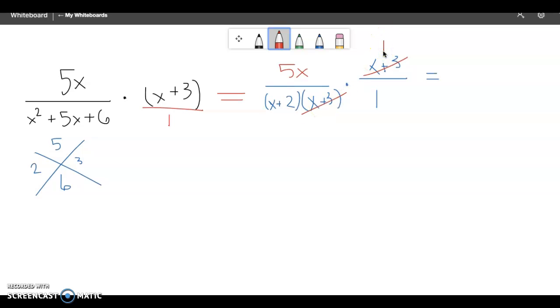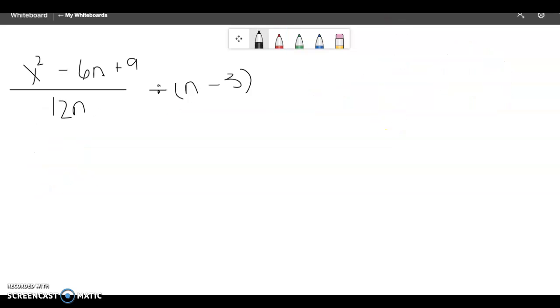And now multiply across. Don't try distributing and simplifying afterwards. So now I have 5x times 1 is 5x. And then x plus 2 times 1 is just x plus 2. And you're done. Do not cancel out these x's because one's in a multiplication sentence, the other's in an addition sentence, so I can't cross them out. The last video is division, and I hope you remember how to regularly divide because we're going to follow the same rules.